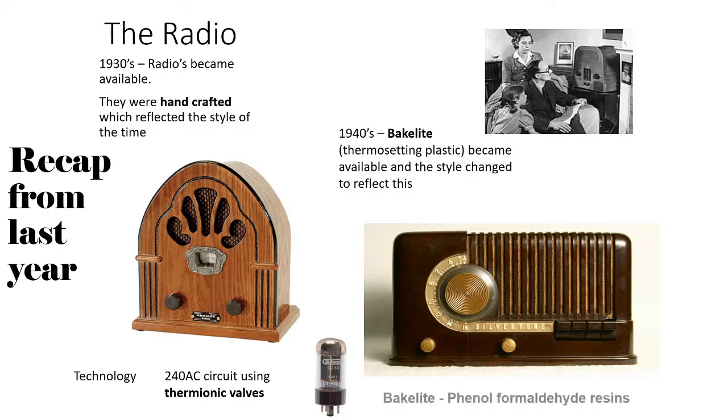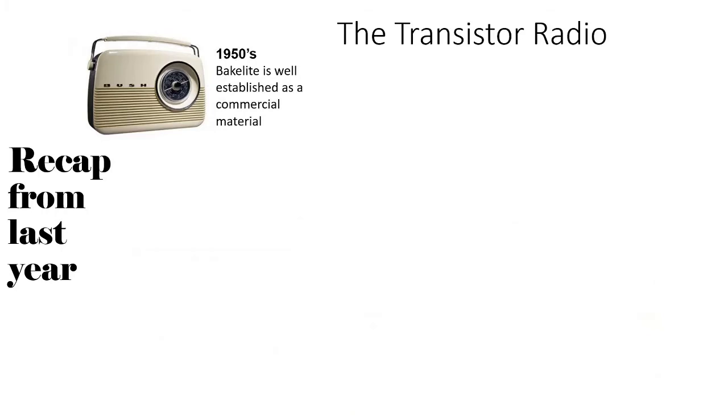You've got the thermionic valve, which is a huge valve that allows the circuit to run. Then in the 1940s, you've got the introduction of Bakelite, which is a new development in material. This is a thermosetting plastic, so that changes the style a little bit more. Bakelite comes in in the 1940s, but it doesn't really become a mainstream thing until the 1950s, when it becomes a lot more commercially used.